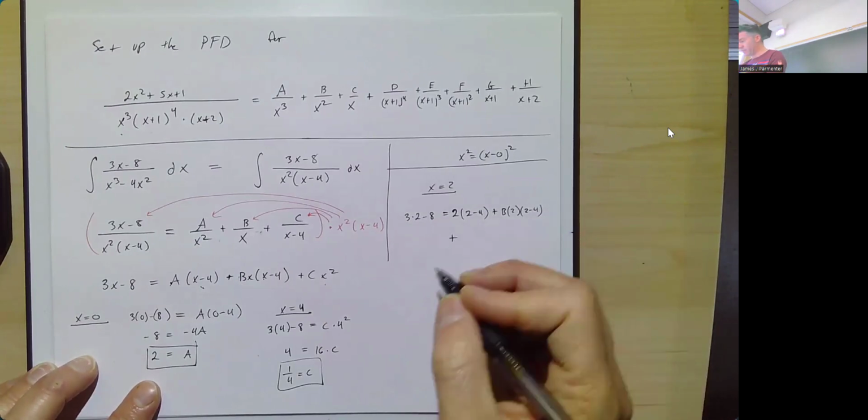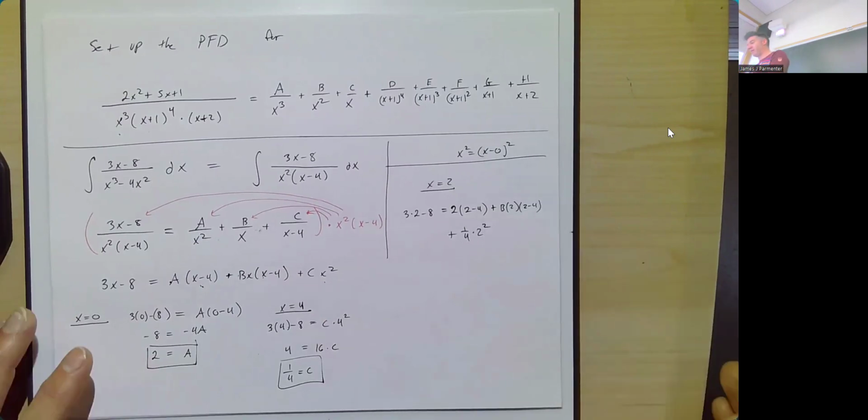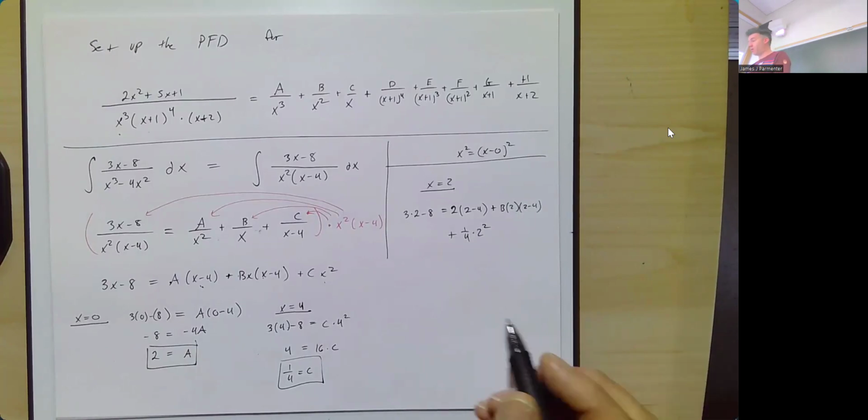Plus, I do know what c is, 1/4 times 2 squared. By the way, that's why I picked 2 instead of 1. Because I knew that if I picked 2, 2 squared would be 4, and 4 times 1/4 would be an integer. Just to make my life have fewer fractions in it. Now I can solve for b.